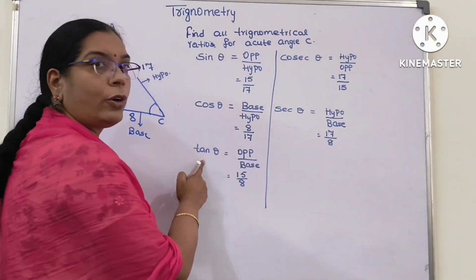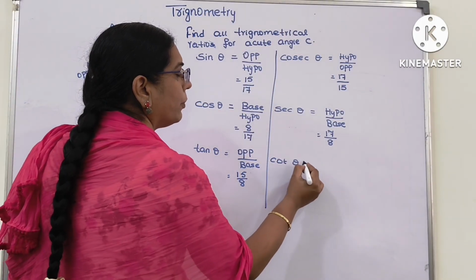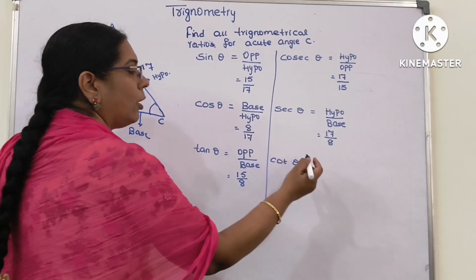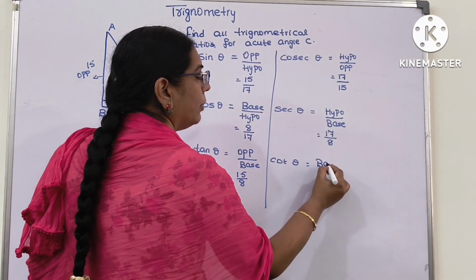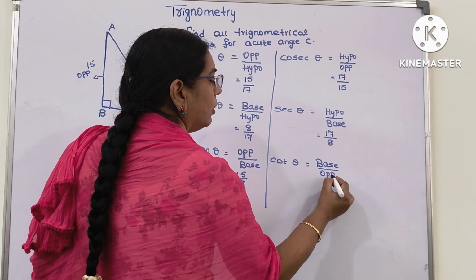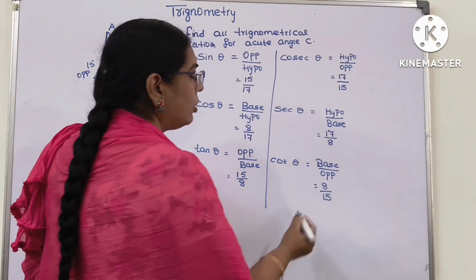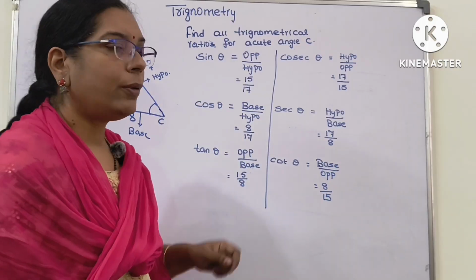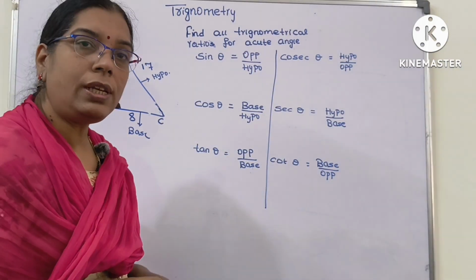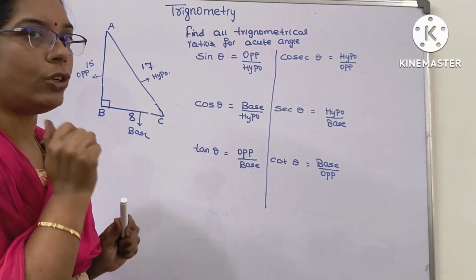And then reciprocal of tan theta is cot theta. So cot theta, what is the ratio? Base upon opposite. So base is 8, opposite is 15. So cot theta is 8 by 15. Now, children, we can use the same sum and find something new out of it.